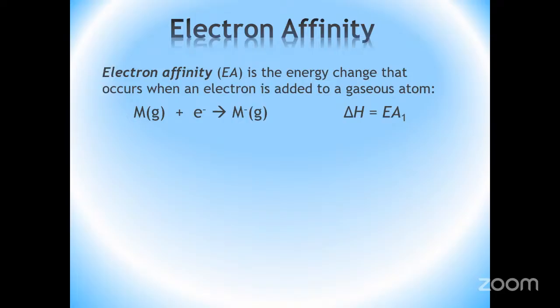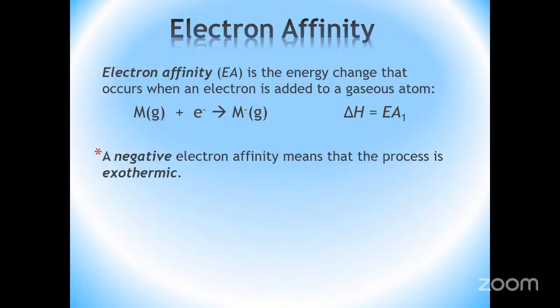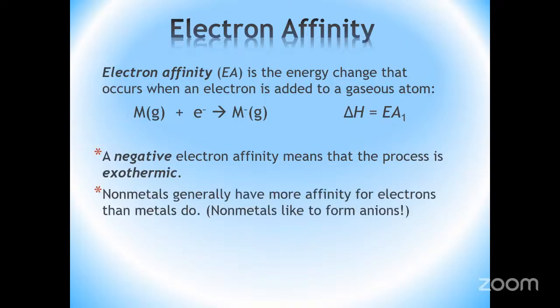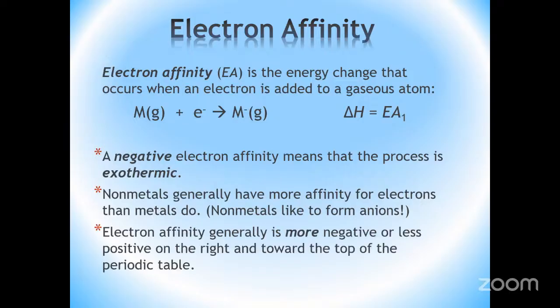And the energy change for that is what we call the electron affinity. Electron affinity values are necessarily negative because when you add electrons to an atom, the energy change is exothermic. So the electron affinity would be negative for that change. What you'll find is that nonmetals tend to have a more negative value for electron affinity compared to metals, because nonmetals like to form anions.